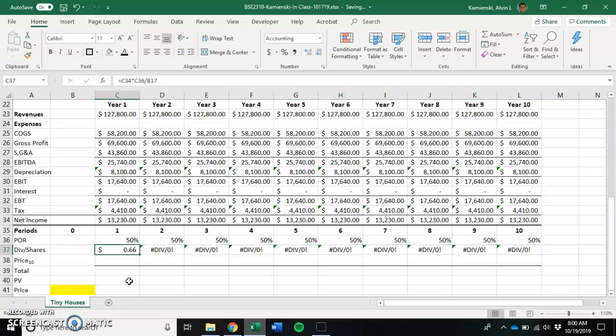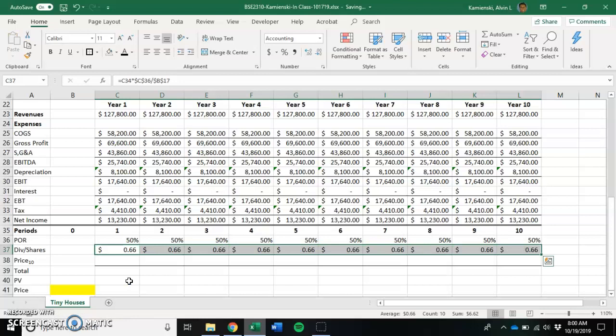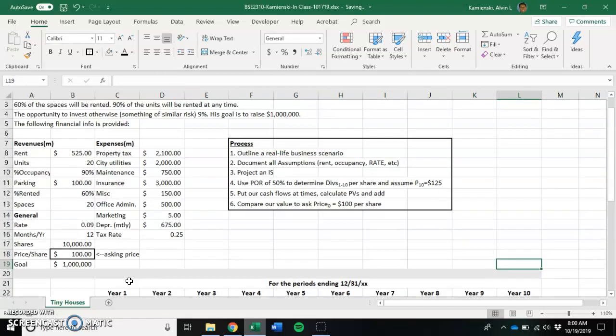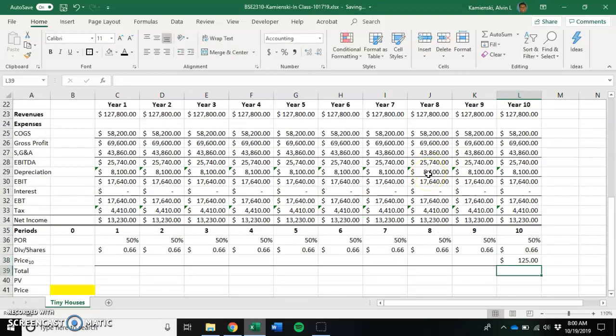Notice, because I didn't do my locking correctly, I'm going to go ahead and reapply those so that I don't get this div zero nonsense. So there are my dividends. It was also given, assume that the future price is 125.